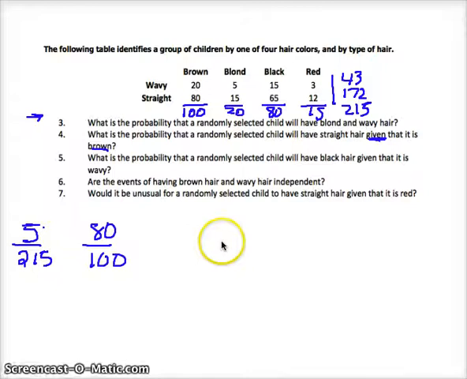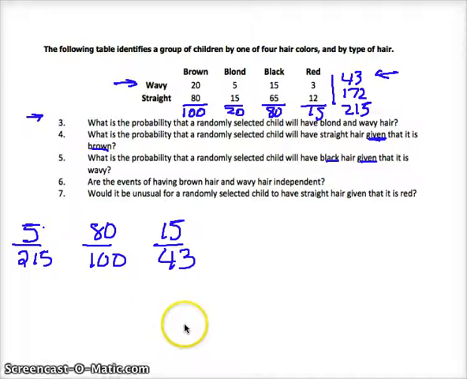Number 5. What's the probability that a randomly selected child will have black hair given that it is wavy? Now, here's wavy, okay? There are how many? 43. But how many are black? 15. So 15 out of 43.